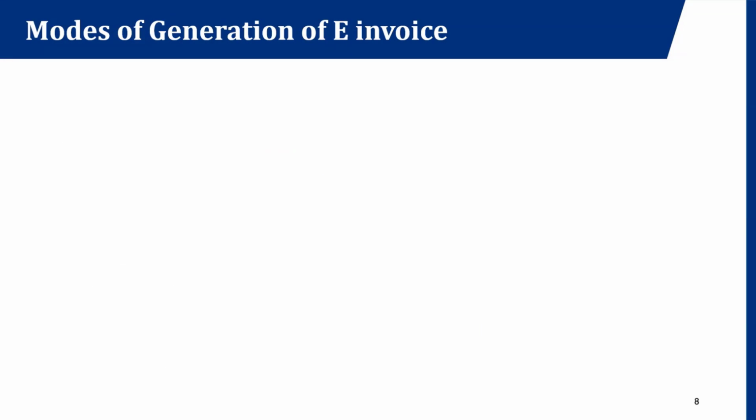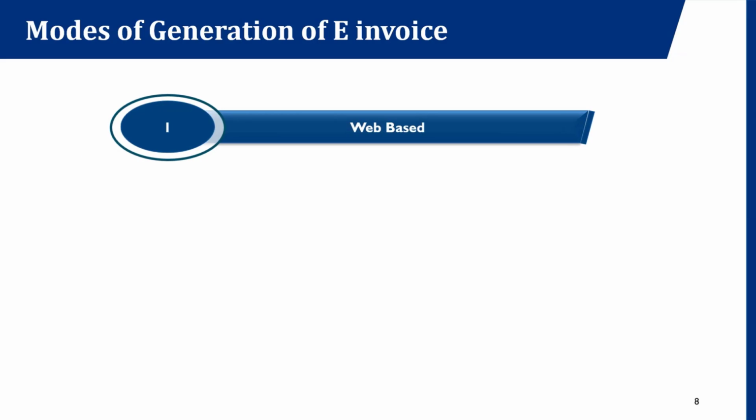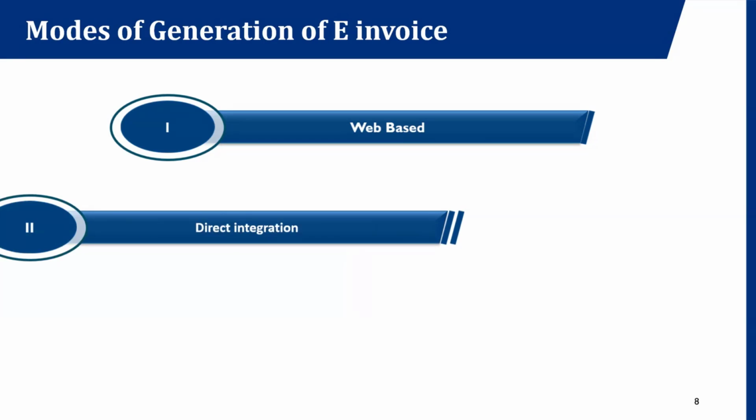So modes of generation of e-invoice, now we'll see. The first one is web-based. Web-based means the Excel utility is provided by them, and we have to put in the details that are mandatorily required. We'll be discussing what is mandatorily required over there. Those details need to be mentioned on the Excel. We have to generate a JSON and upload it on the e-invoice portal. Based on that, we'll be getting an IRN, and that IRN needs to be mentioned on the e-invoice, IRN plus QR code both.